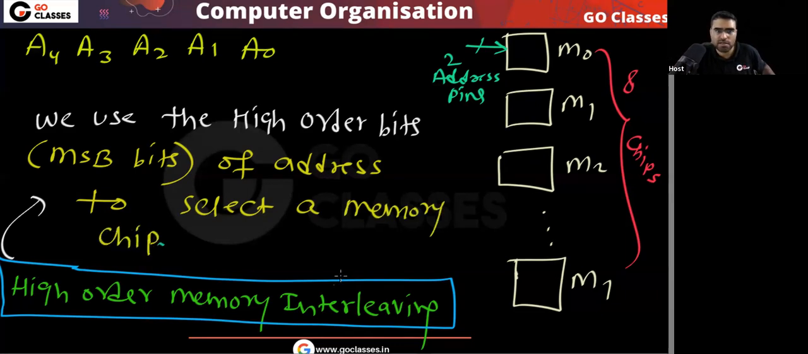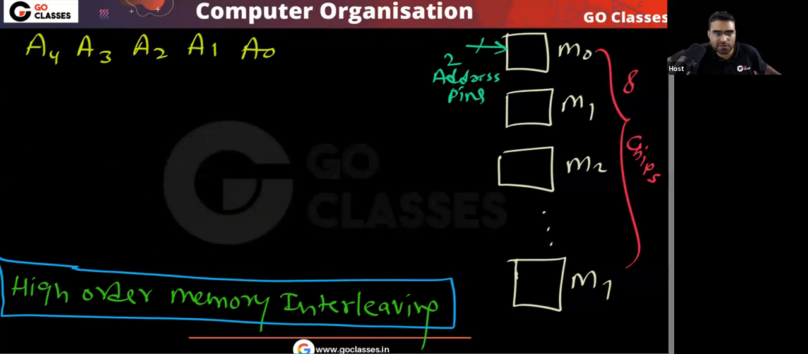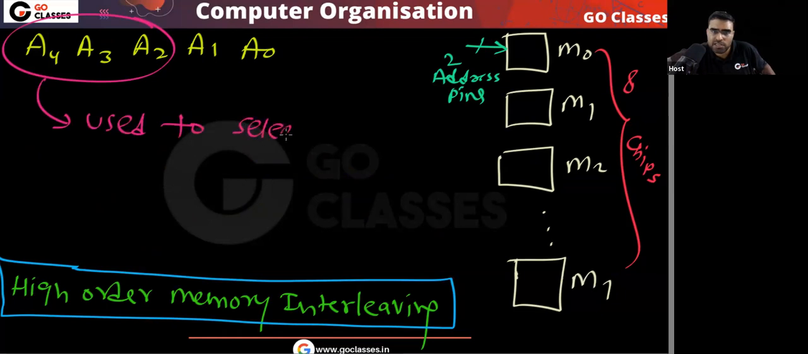Okay, is this clear? Very simple point. So this is the idea. Remember, in this high order memory interleaving, what you will do? These 3 bits you will use. These 3 bits will be used to select a chip. Okay, so they will just be used to select a chip. What about the remaining 2 bits?